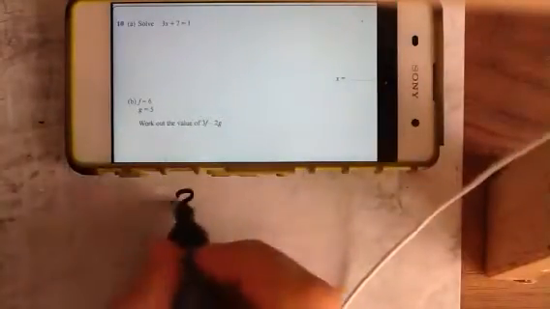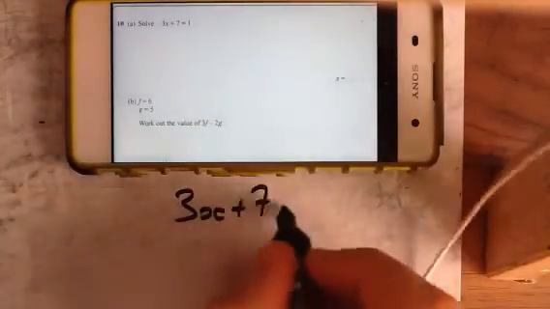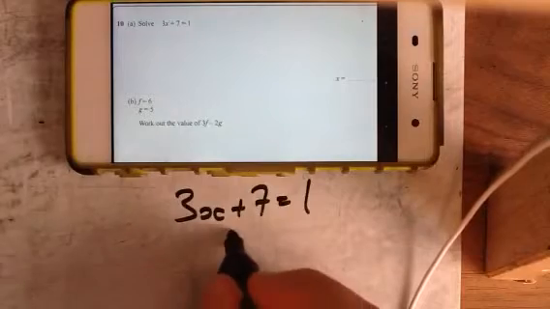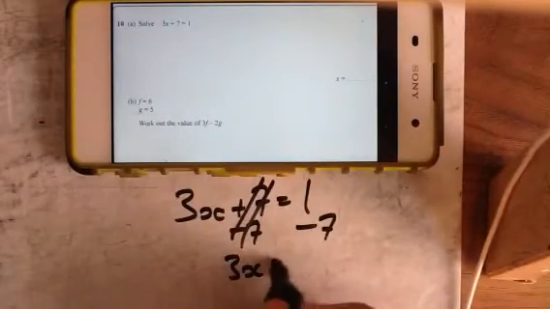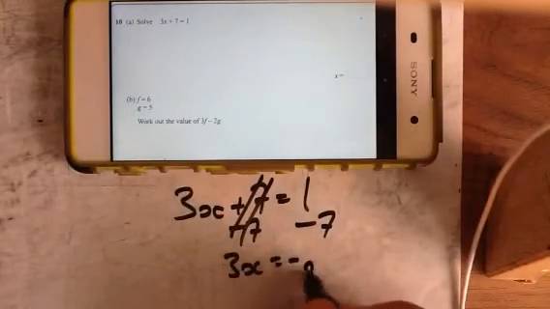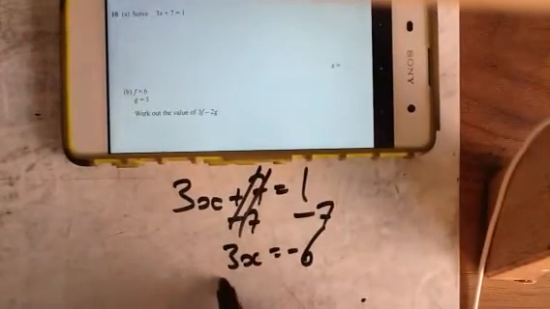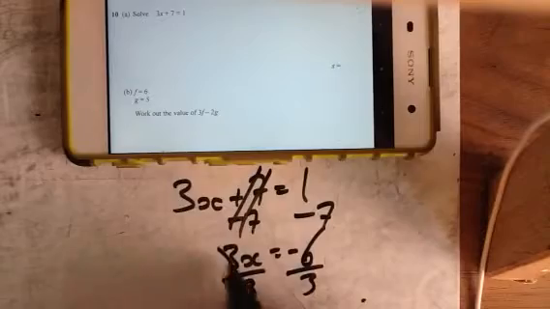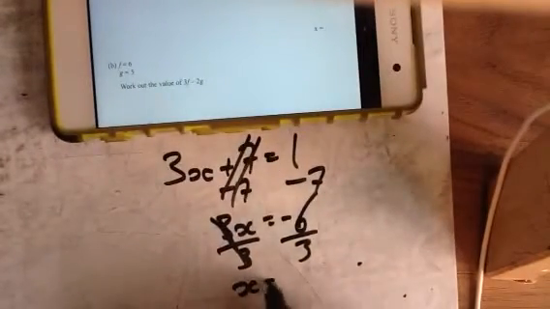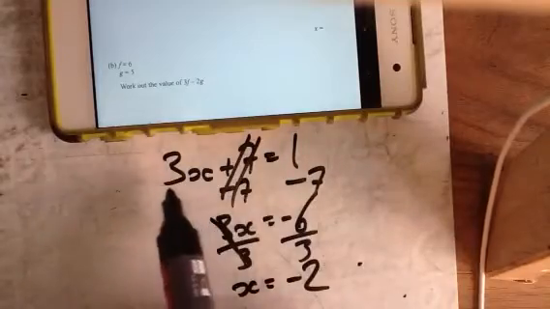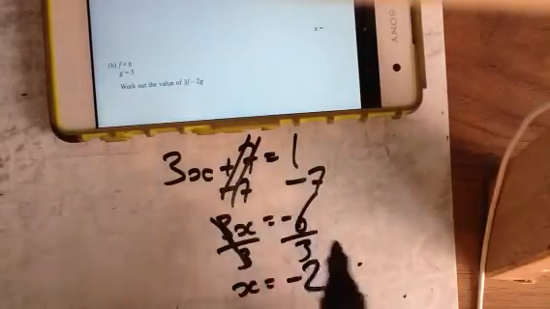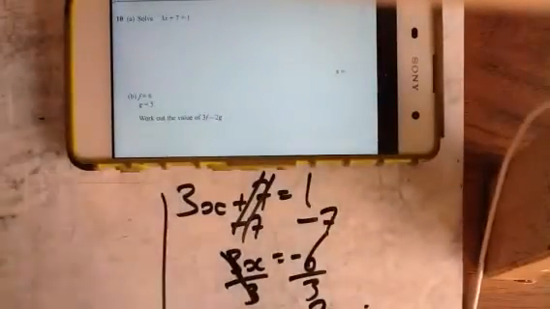Right, solve. So 3x plus 7 equals 1. Solve this, got minus 7, these cancel out. 3x equals 1 minus 7, which is -6. Okay. To find x, got to divide by 3, they cancel out, which gives me x equals -2. Let's just double check. -2 times 3 is -6, plus 7 is 1. I know that's right.